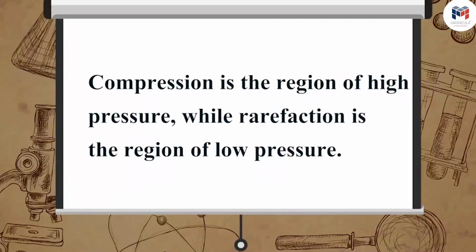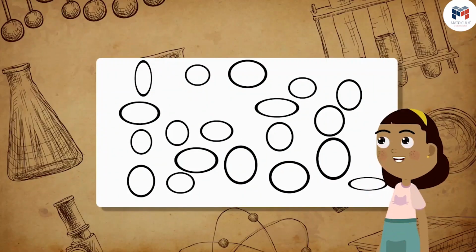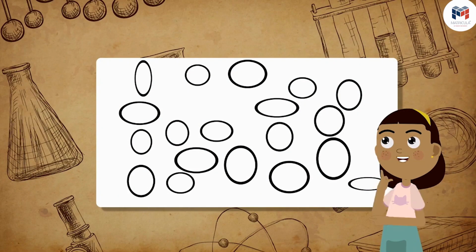The to and fro motion of a vibrating object creates a series of compressions and rarefactions in the air, which helps the sound wave to propagate through a medium. Compression is the region of high pressure, while rarefaction is the region of low pressure. Here, pressure is related to the number of particles of a medium in a given volume.